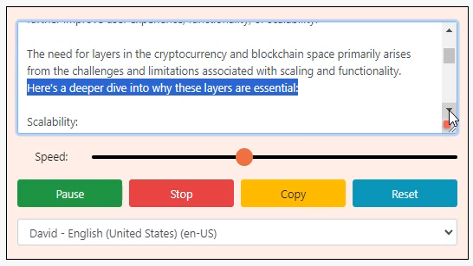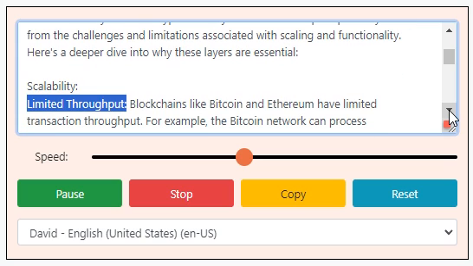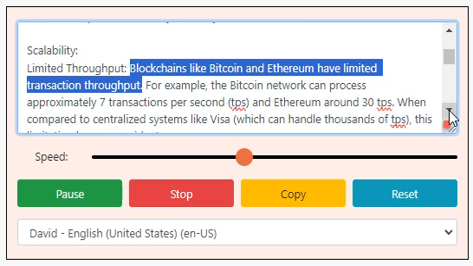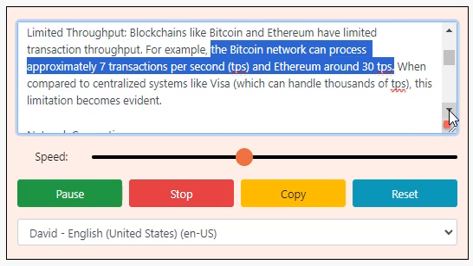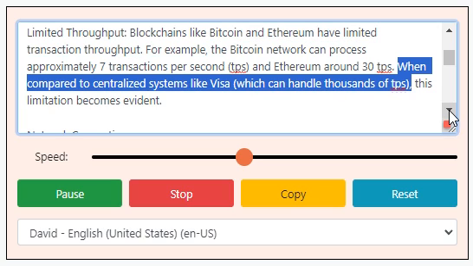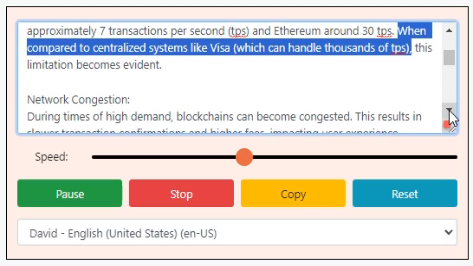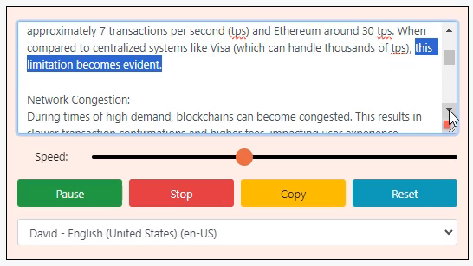Here's a deeper dive into why these layers are essential. Scalability. Limited throughput. Blockchains like Bitcoin and Ethereum have limited transaction throughput. For example, the Bitcoin network can process approximately 7 transactions per second, TPS, and Ethereum around 30 TPS. When compared to centralized systems like Visa, which can handle thousands of TPS, this limitation becomes evident.